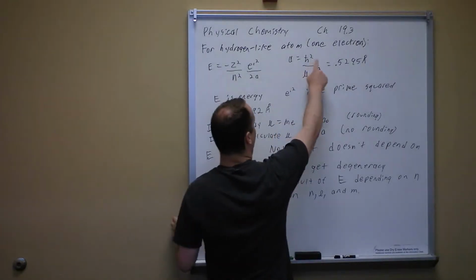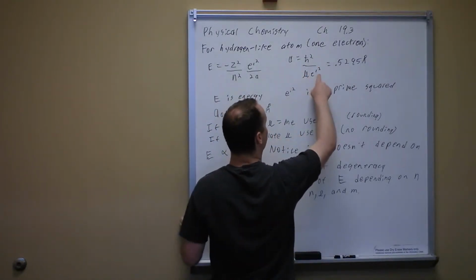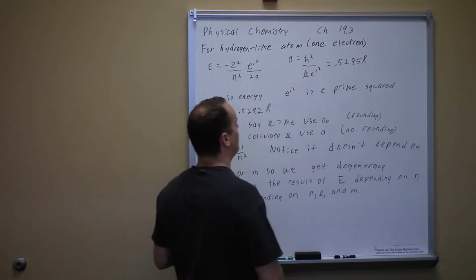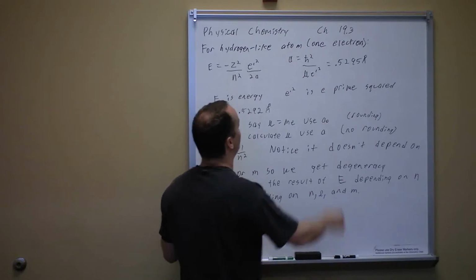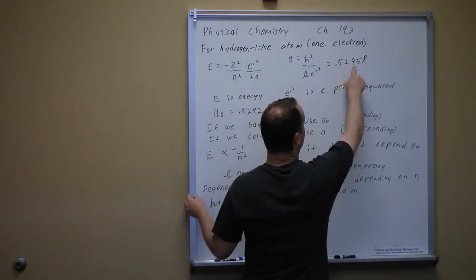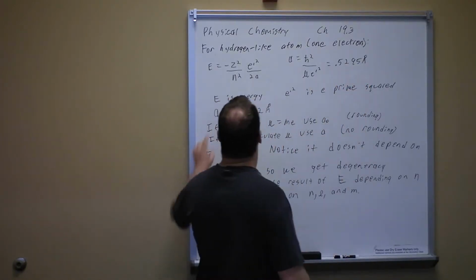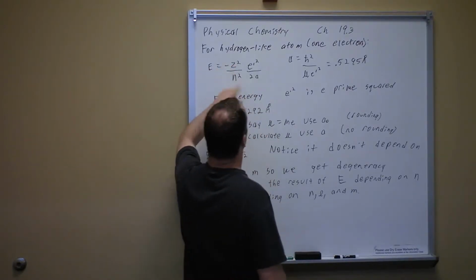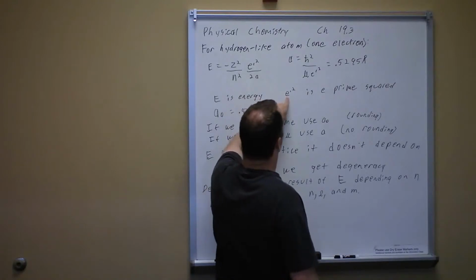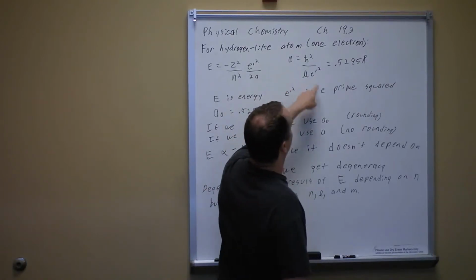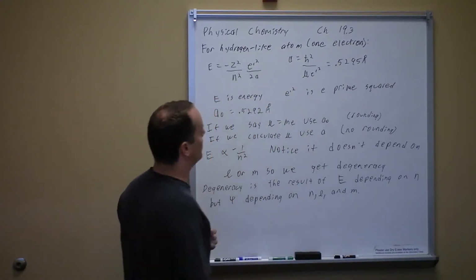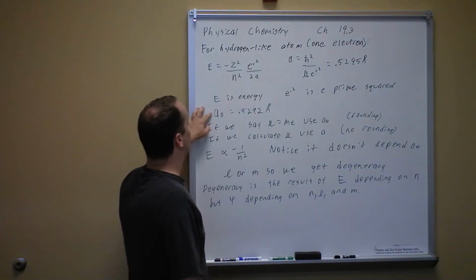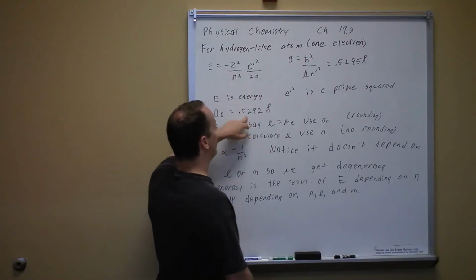Now a is h bar squared over mu e prime squared. Remember, mu is the reduced mass between the nucleus and the electron. This comes out to be 0.5295 angstroms. So remember, E is the energy, the amount of energy the electron has. And e prime squared, like I said, is just the charge of the electron in the funny CGS units, squared. Now remember, we said a naught is the Bohr radius, which is 0.5292 angstroms.